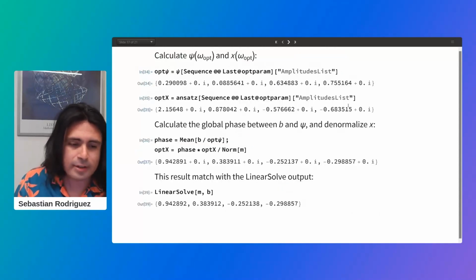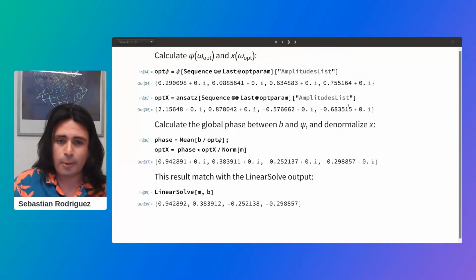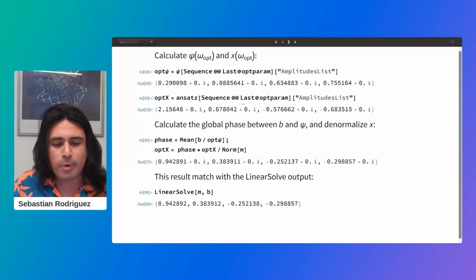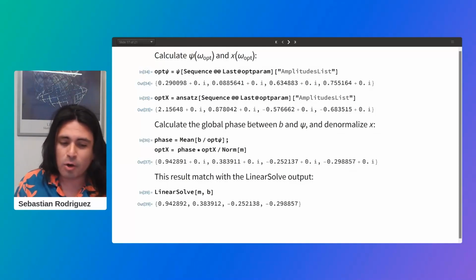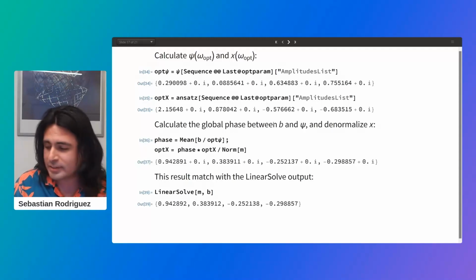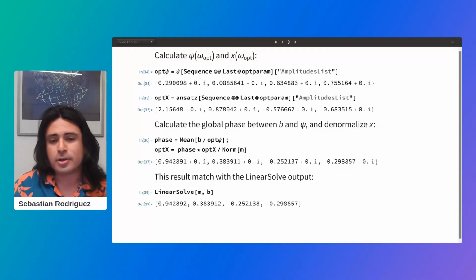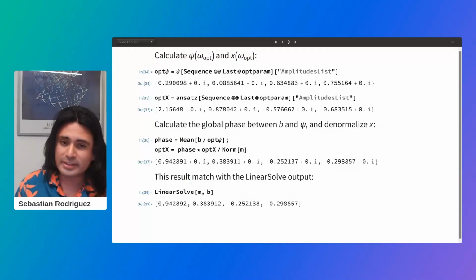So let's move on and calculate the C state using the optimized parameters and the X state that will be our solution. But right before that, we need to calculate the global phase between B and C. And we also need to denormalize X, because as you remember, in the cost function, we use the normalized vectors B and C, and we need to denormalize our X result. And as you can see, we have a pretty close result compared to our regular linear solve. The precision is pretty good.